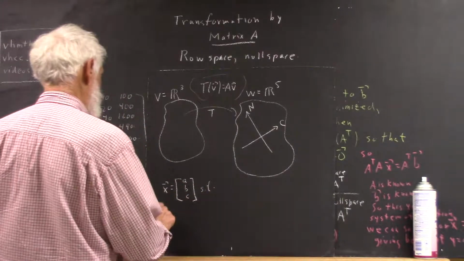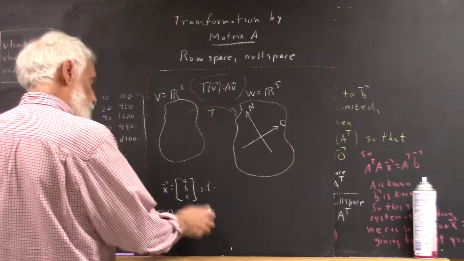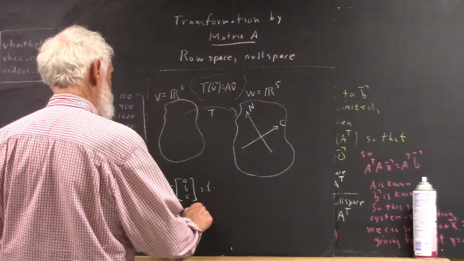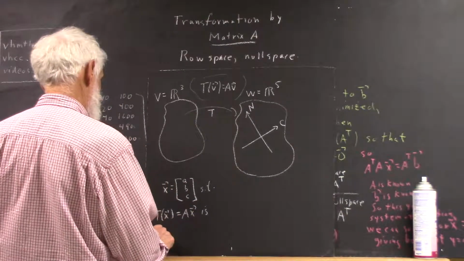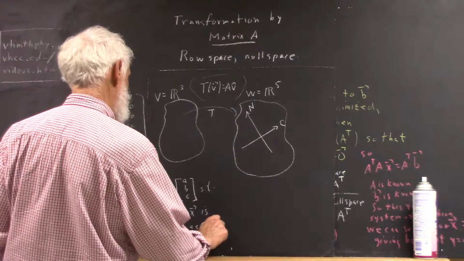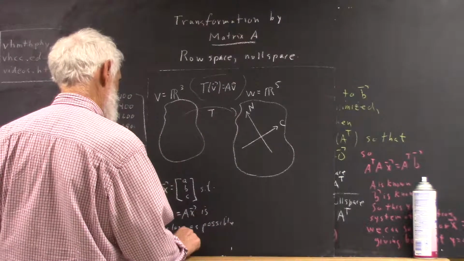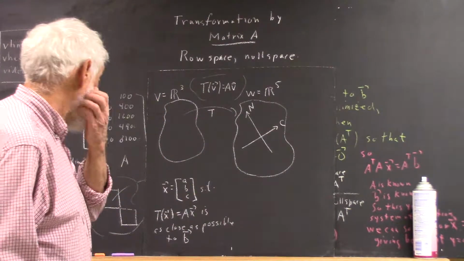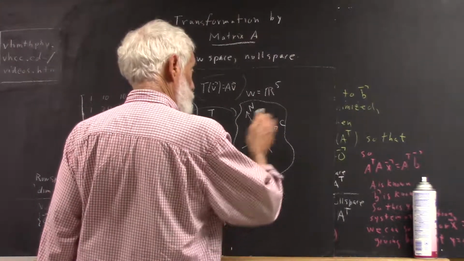such that T of X, the transform of vector X, which is A times X, is as close as possible to a vector B that represents the Y values that we observed in our depth versus time graph. So our vector B is over here somewhere.